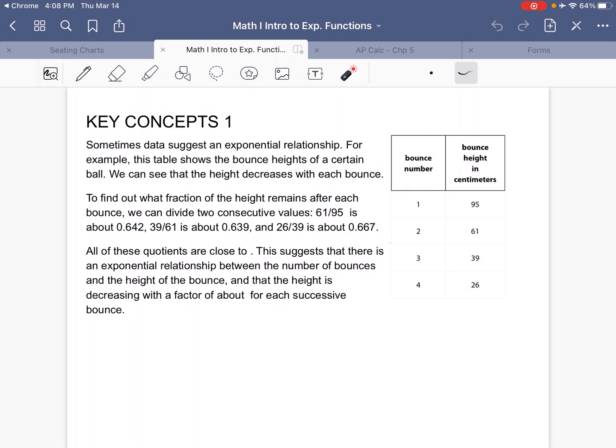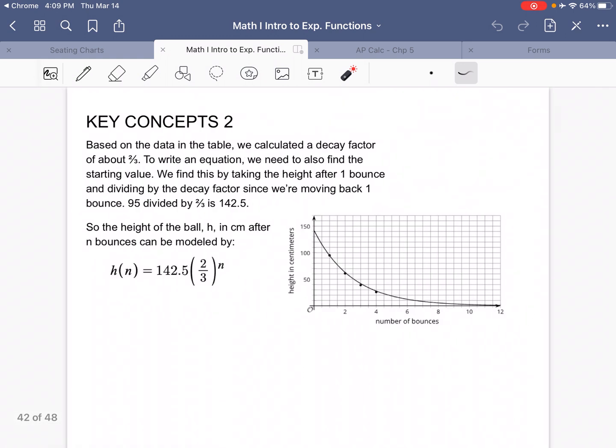So this suggests that there is an exponential relationship between the number of bounces and the height of the bounce, and the height is decreasing with a factor of about 2/3 for each successive bounce. Yeah, it is 2/3. All right. Based on the data in the table, we can calculate a decay factor. To write an equation, we also need to find the starting value.